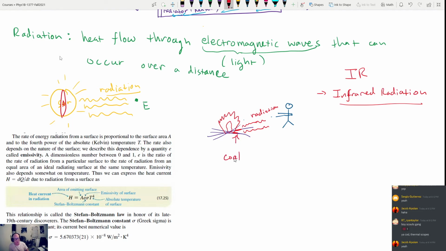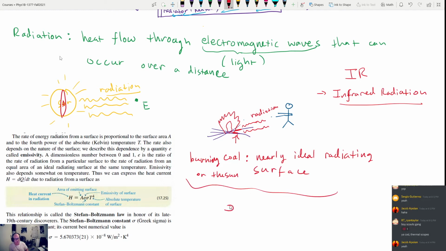A burning piece of coal is nearly an ideal radiating surface. The sun also. And for these objects, the value of the emissivity would be equal to 1. Okay? So if I have an object that has an emissivity of 0.5, that means its rate of energy emission is about half as strong as the sun or burning coal.